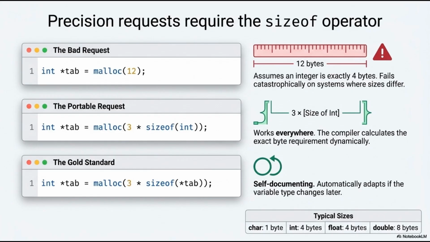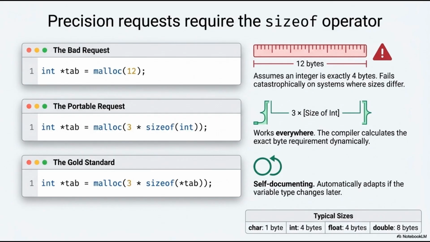But here is a crucial rule. Never, ever request raw byte numbers. The gold standard is using the sizeof operator. This ensures your code calculates exactly what it needs dynamically, so it works flawlessly on literally any system. If you just ask for 12 bytes because you assume an integer is 4 bytes, your program will fail catastrophically on a system where integers are sized differently.